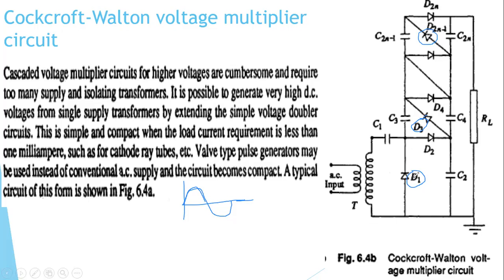Coming to the negative half cycle: first the positive half cycle, after that we go for the negative half cycle. During the negative half cycle, diodes D2, D4 and D2n are conducting.